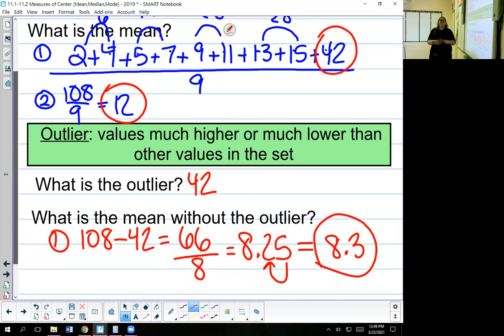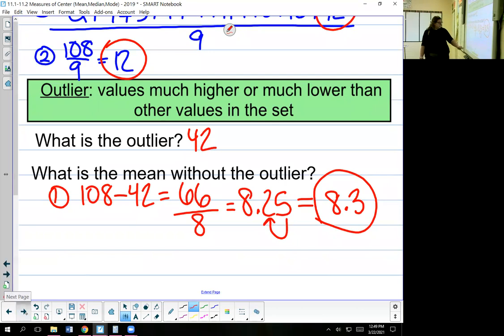So if I remove a very, very high number out of the data set, my average is going to drop. What do you think is going to happen if I remove the lowest number? So think about your grades. I go, you know what? I'm going to drop your lowest grade off. If I drop your lowest grade off, your average is going to go up. So that's what you need to know about outliers. They do affect the mean either by increasing it or decreasing it.